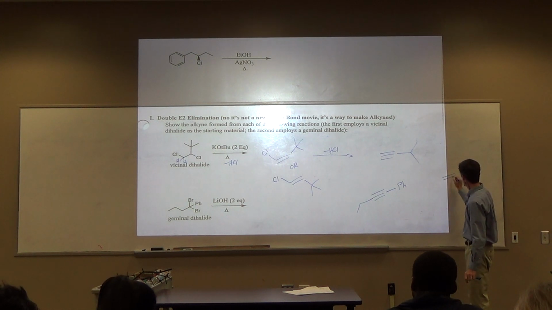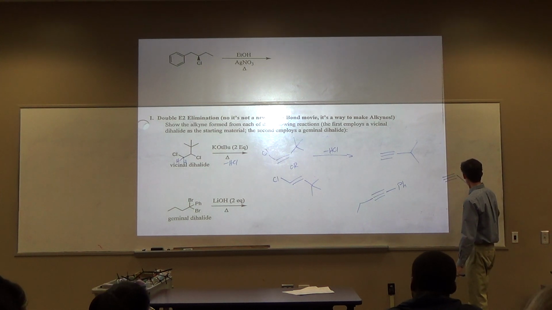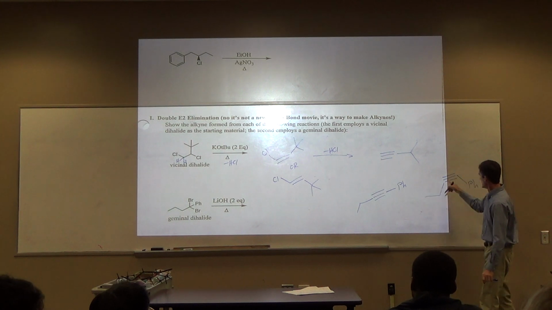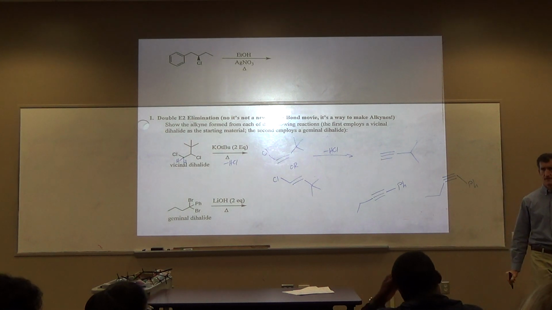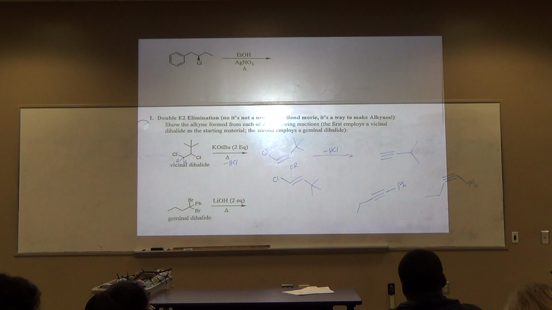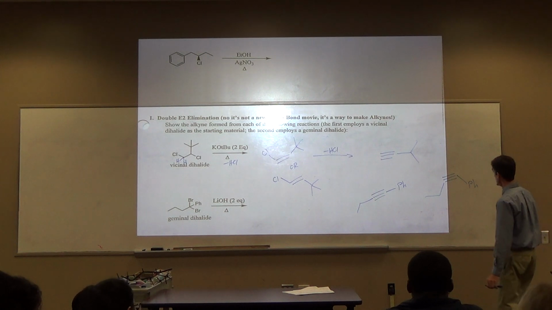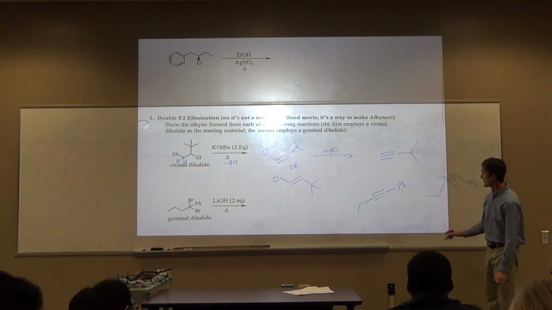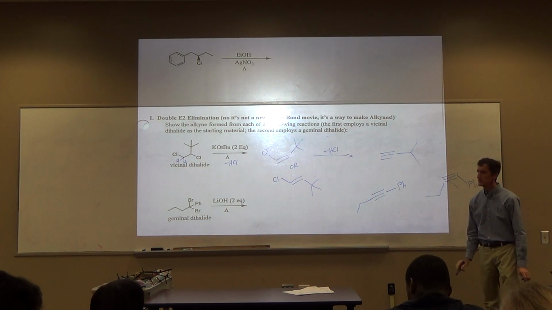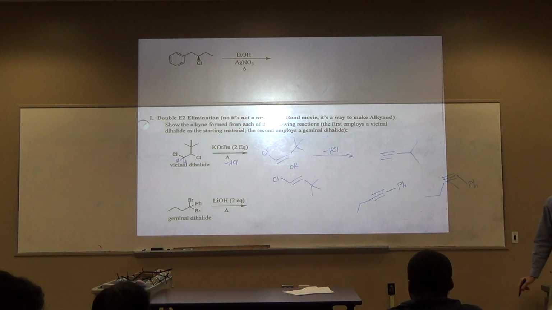I sometimes see you guys draw products like this. It's quite ugly, right? An alkyne is linear, right? Double E2 elimination. Any questions about these? I can imagine a variety of questions, but I'll let you ask so I don't waste time here.